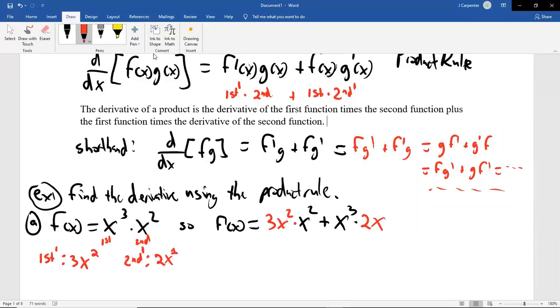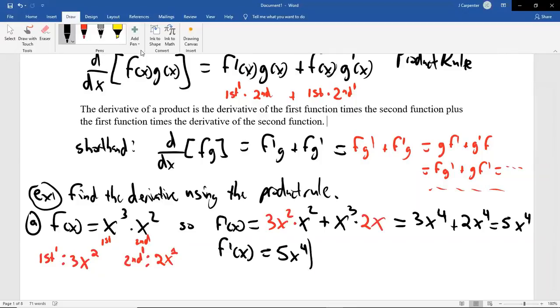But this is able to be cleaned up, so we should absolutely clean this up. I'm just going to stick to black now. So 3x squared times x squared, that's 3x to the fourth, and plus x cubed times 2x. Well, x cubed times x is x to the fourth, so that's 2x to the fourth. And what we end up here with is something that has like terms, x to the fourth, so we add the numbers in front. 3 plus 2 is 5. So we get 5x to the fourth. So our final answer, f prime of x, is 5 times x to the fourth.